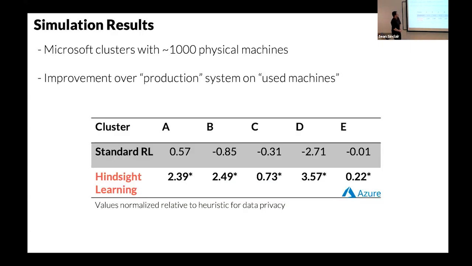Okay, and I want to finish just by highlighting some experimental results. So this is a Microsoft cluster with around 1,000 physical machines. So it's their Seattle-based cluster that they ran experiments on. Again, we're going to compare improvement relative to a production system on number of used machines, which is the metric that I just talked about before. And again, our values are going to be normalized because they won't let me publish the actual numbers. So the first row is that standard production reinforcement learning algorithm at the top. And the second column is our hindsight learning algorithm that we just designed before.